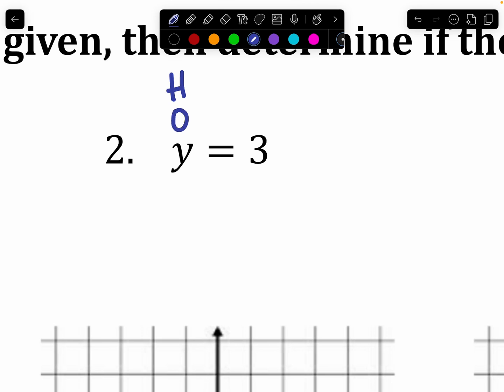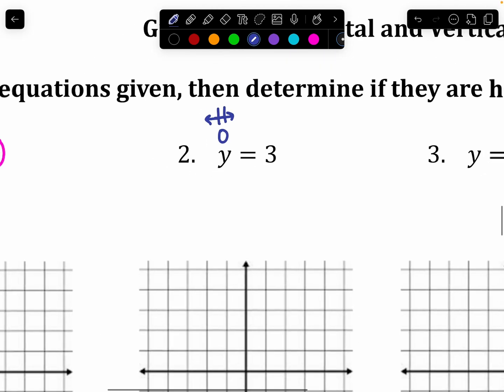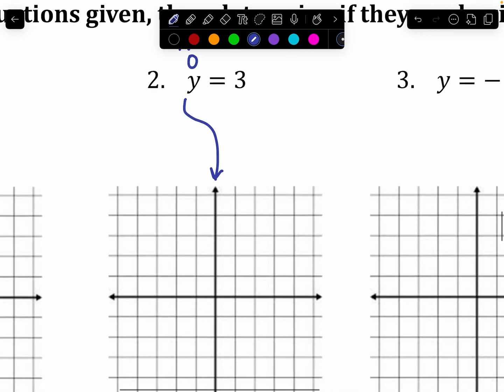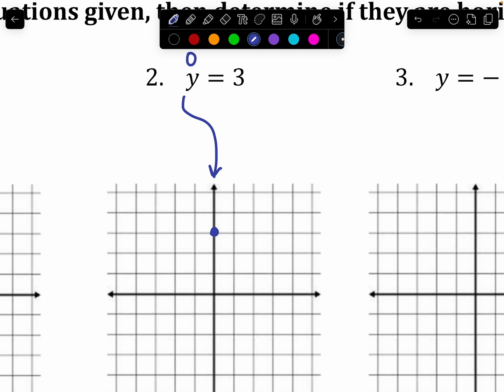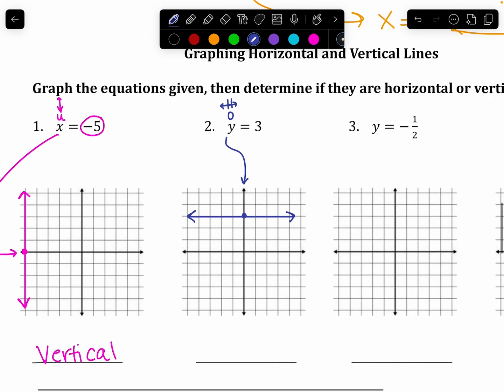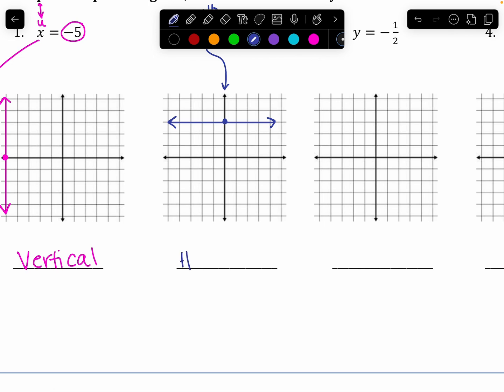If I look at the next equation, this is a y. Because this is a y, this has to be a hoi graph. And remember that the h means that I'm going to have a horizontal line. But I have to find where on my y-axis I have the number 3, which happens here. I've got a horizontal line this way, so I can put down here that I had a horizontal line.